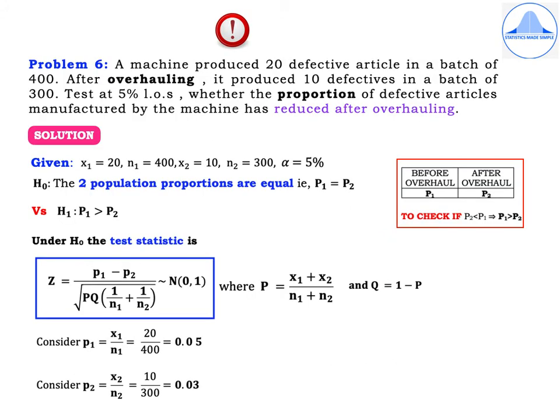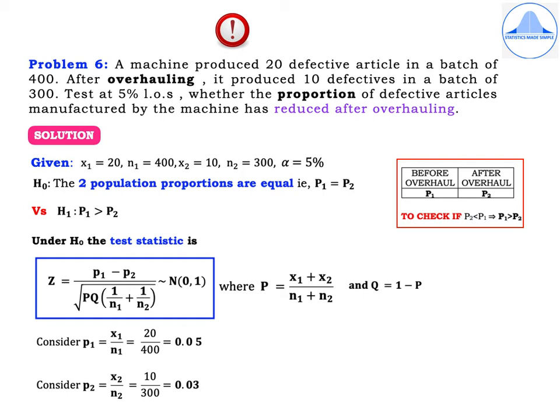Problem 6. A machine produced 20 defective articles in a batch of 400. After overhauling, it produced 10 defectives in a batch of 300. Test at 5% level of significance whether the proportion of defective articles manufactured by the machine has reduced after overhauling.